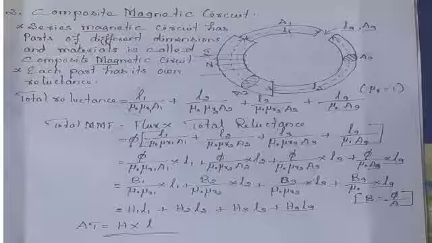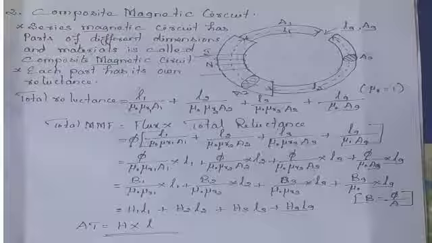Here take phi as common. In the next step, multiply the phi by each term. Finally, flux density is equal to phi by A. So phi by A1 is equal to B1 by mu r1. Similarly, phi by A2 is equal to B2, phi by A3 is equal to B3, and phi by Ag is equal to Bg.